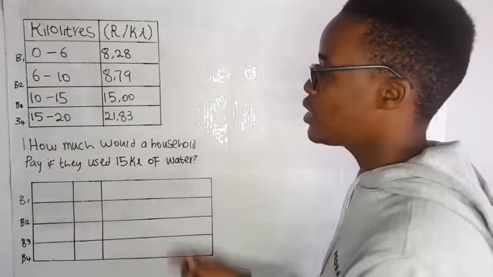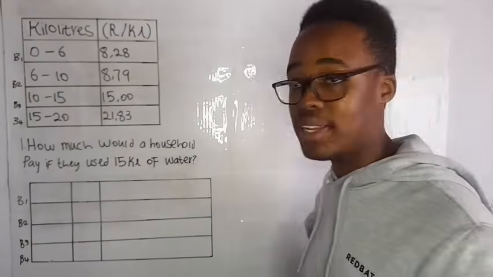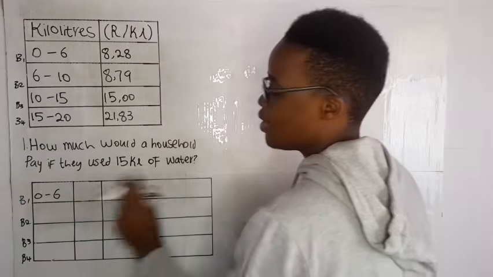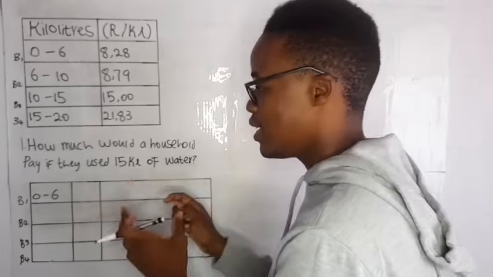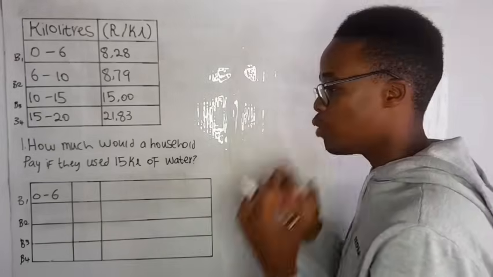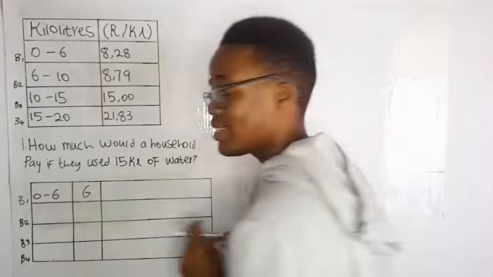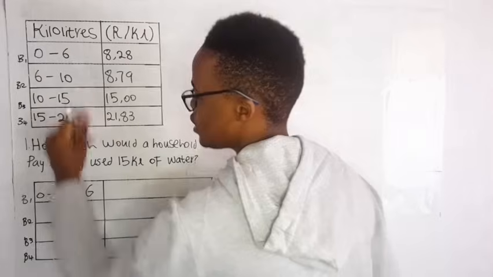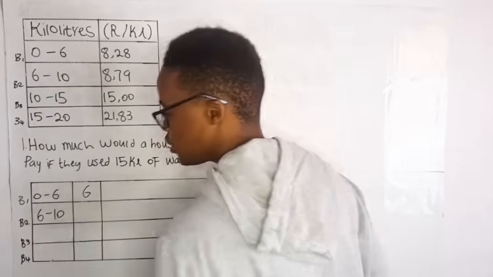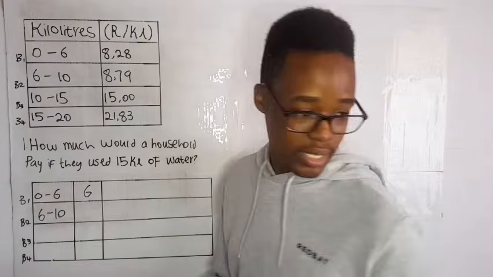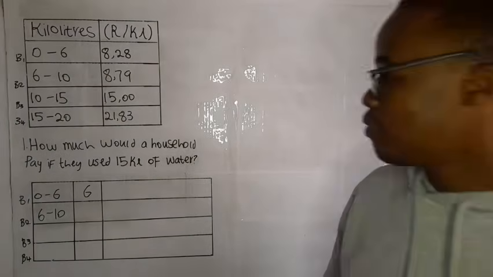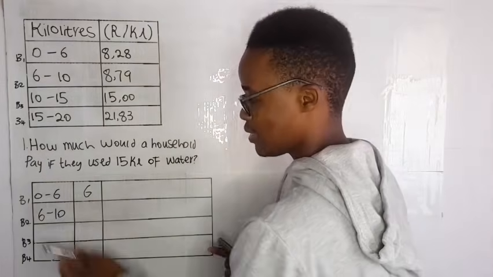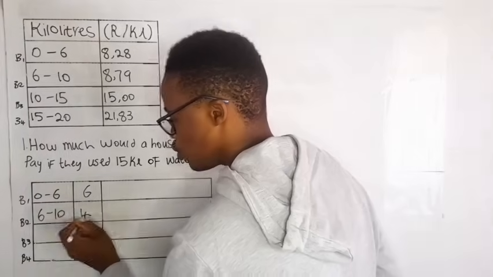You start with the first block, block 1. You write this interval, it's 0 to 6. Now you have to figure out what is the interval between 0 and 6. We both know that it's 6, so you write 6 here. You go to the next block, it's 6 to 10. You write it here, 6 to 10. What is the interval between 6 and 10? You do 10 minus 6, and that gives us 4. You write the 4 here.